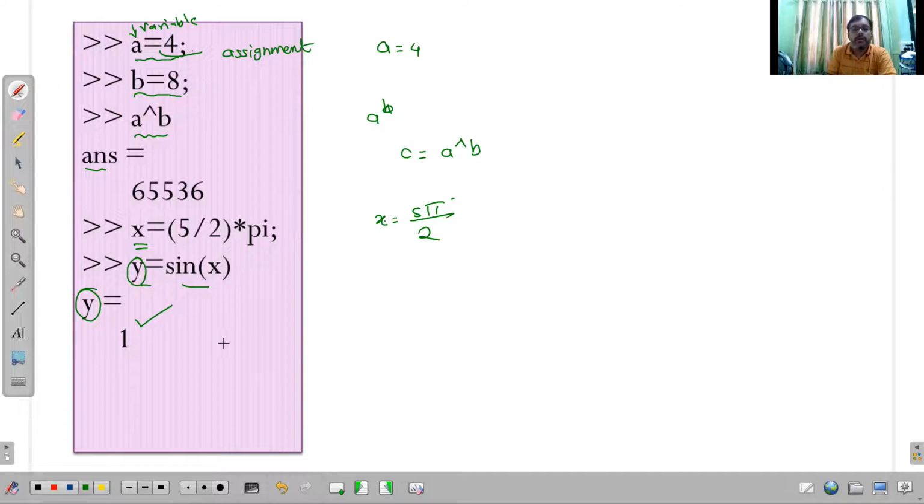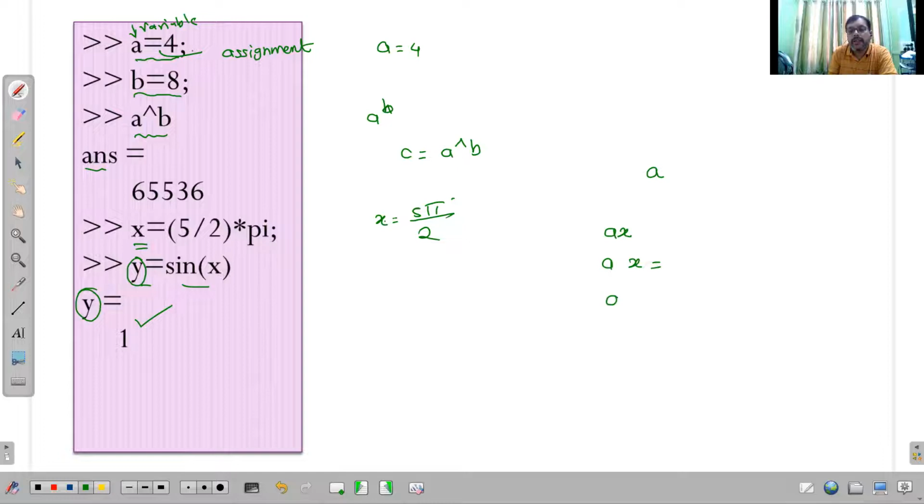Variable name must always start with an alphabet, not with a number, and there should not be any space. So if I want the variable a x, I want to type it like this. Don't give a space: a x equal to.